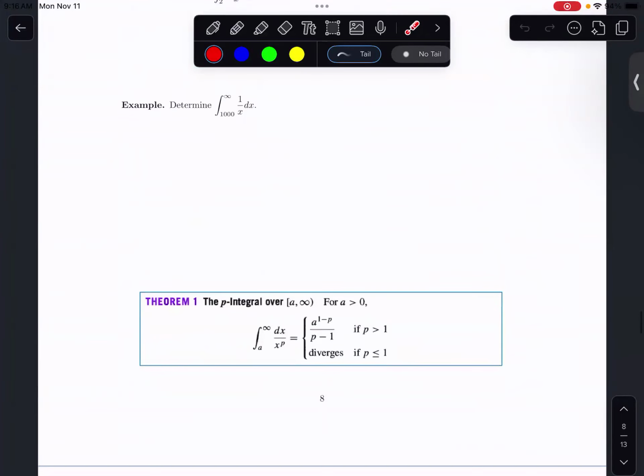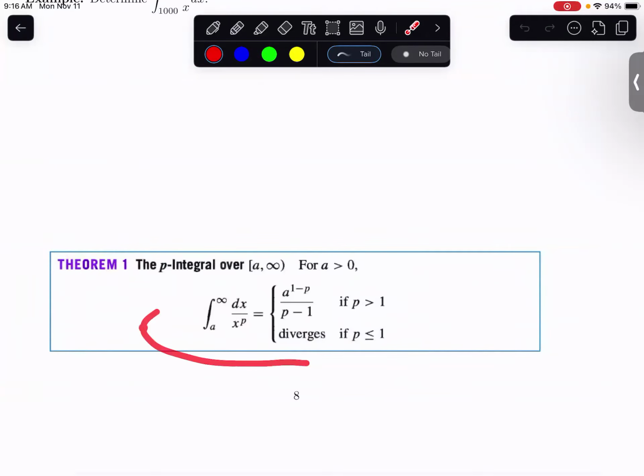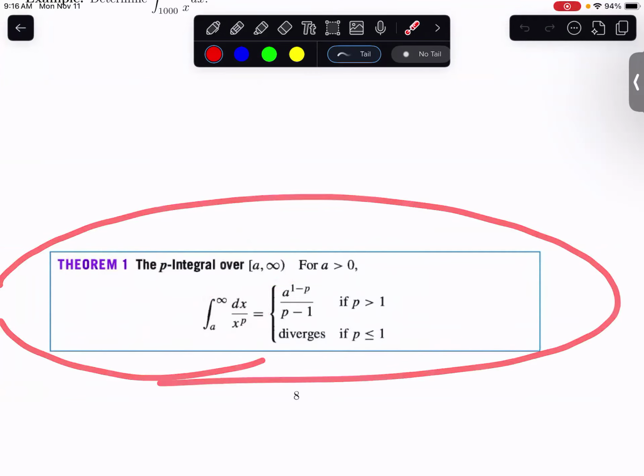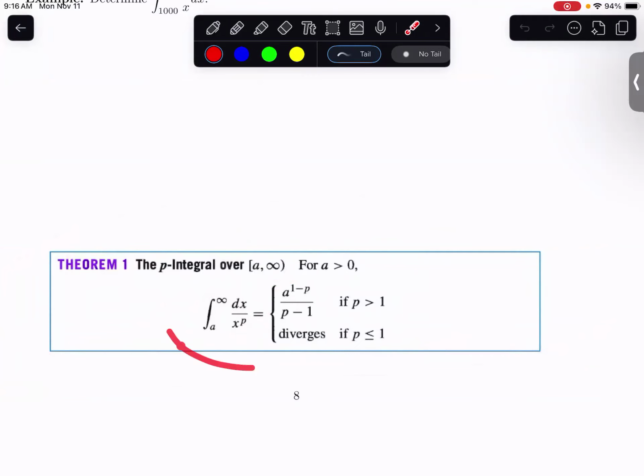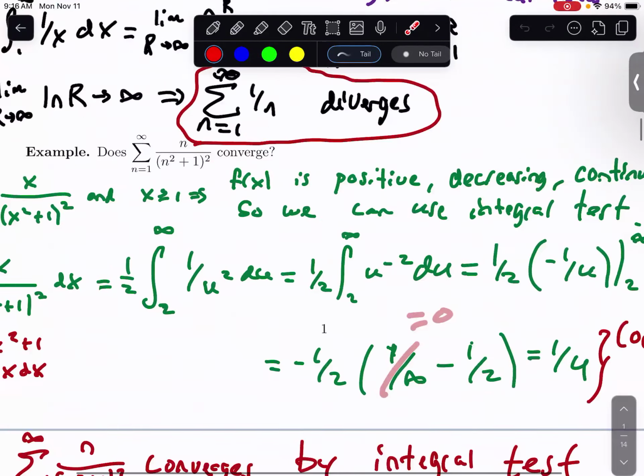Let's see if I can, yeah. So in section 7.7, we had the following theorem, which tells you when integrals of this form are going to converge. The theorem we talked about in section 7.7 is equivalent to what we have here, right? By the integral test.